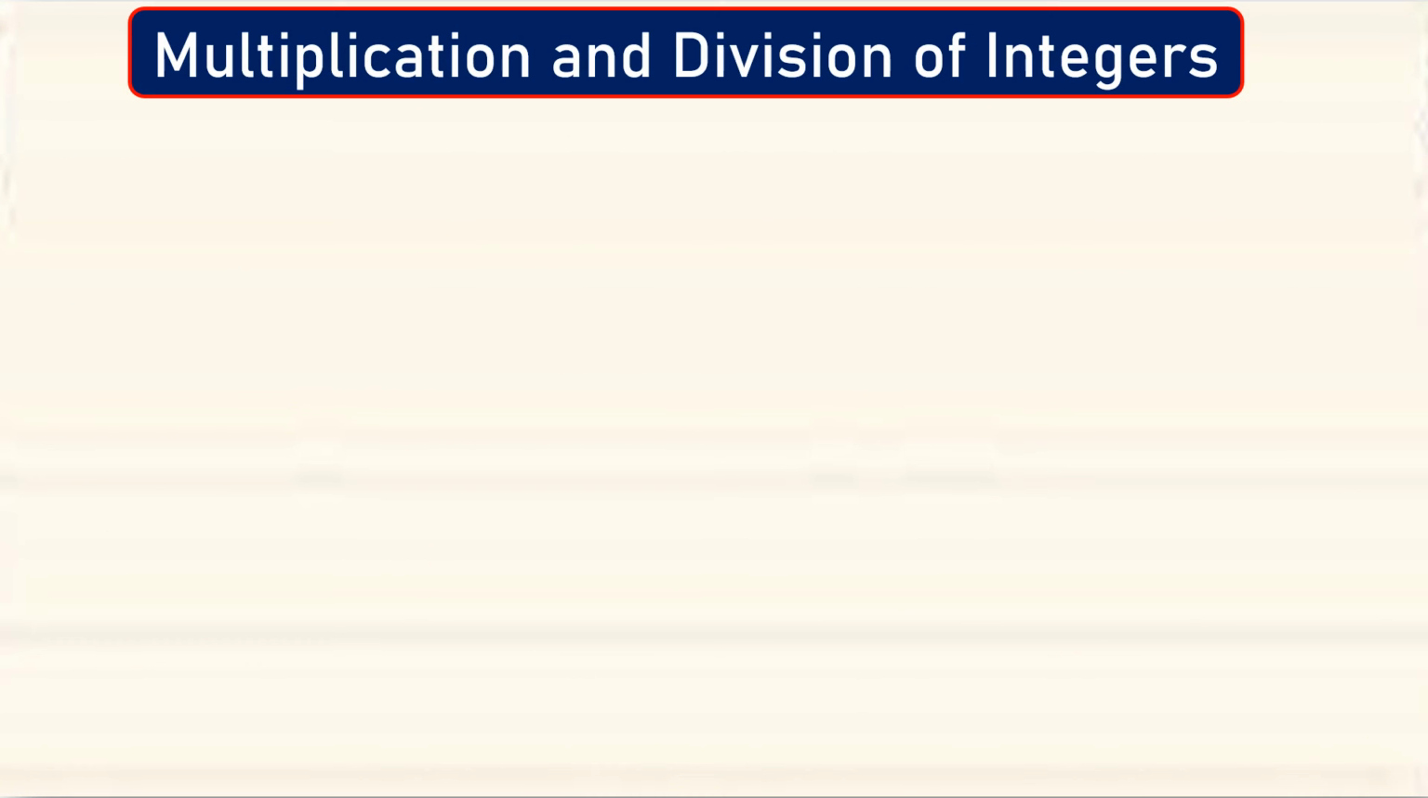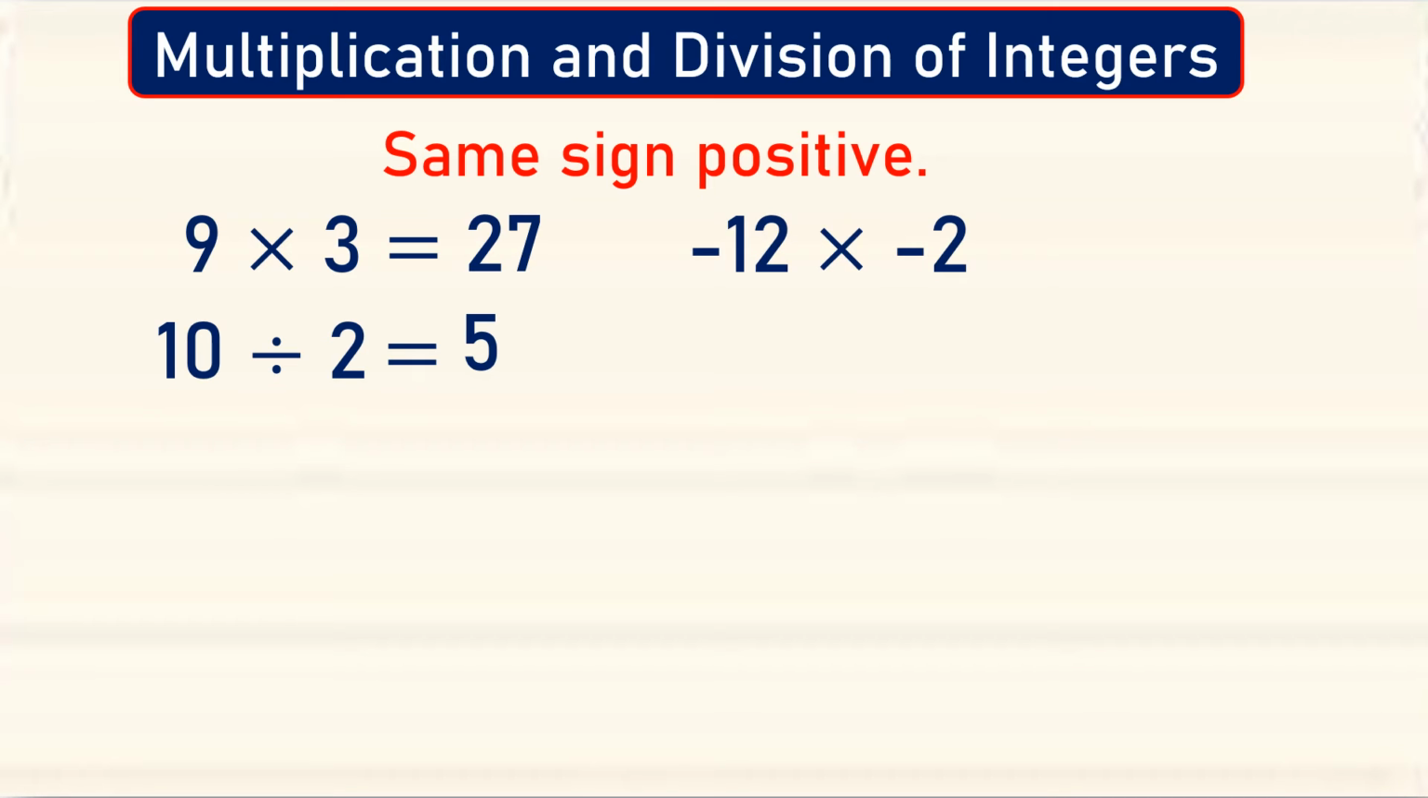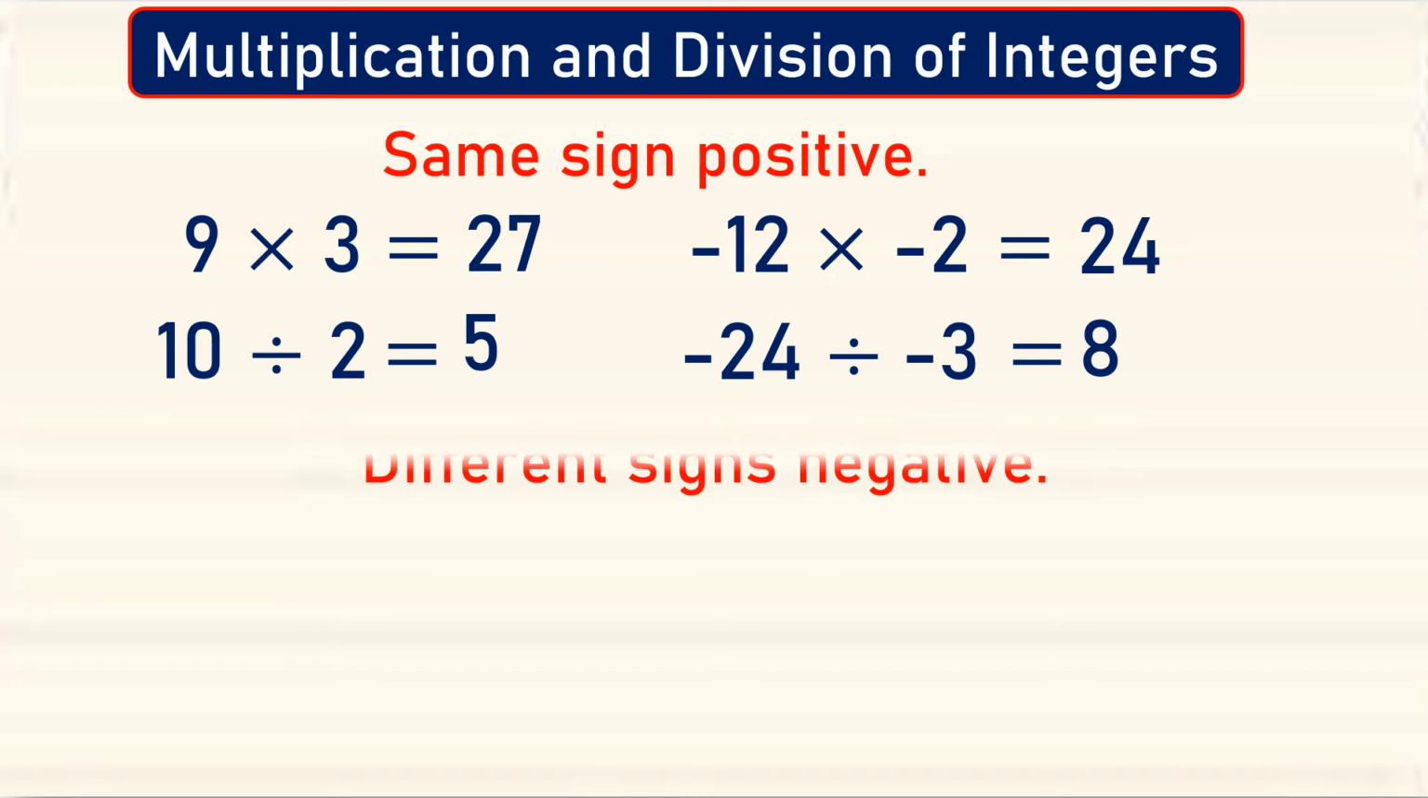Now let us have multiplication and division of integers. So in here, if they have the same sign, it is positive. So when we are multiplying positive and when we are dividing positive, it is always positive, as if you are multiplying numbers. And then if we have two negative numbers, when we multiply negative 12 times negative 2, it is equal to positive 24. And if we have negative 24 divided by negative 3, it is equal to positive 8.